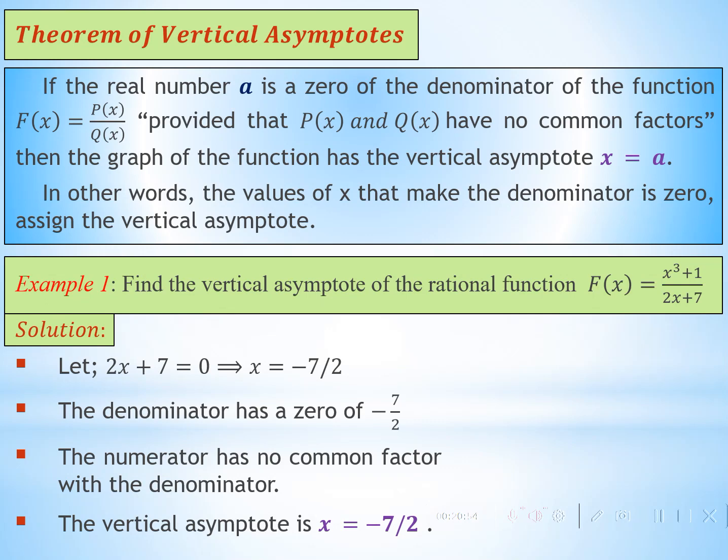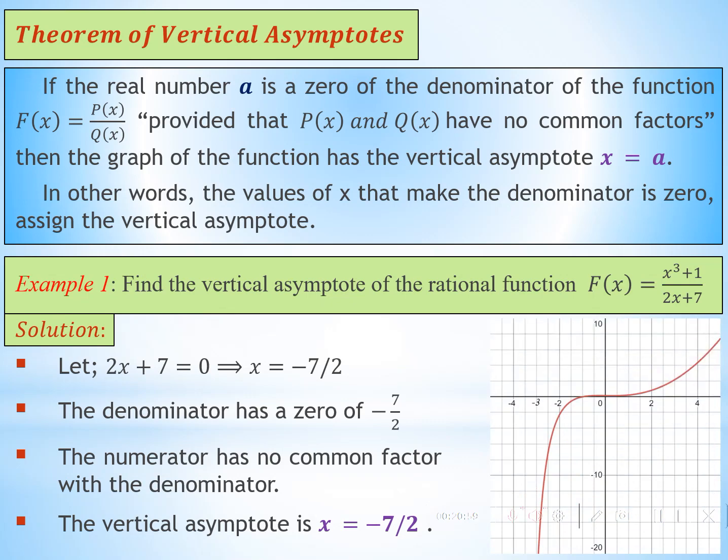If we put this function on a plotting program, we can see the vertical asymptote. Here it is clear that as x approaches minus 3.5 from the right, the curve goes to negative infinity. Look: minus 2, minus 3, minus 4. So here is the vertical asymptote, and its equation is x equals minus 7 over 2. Let's see another example.